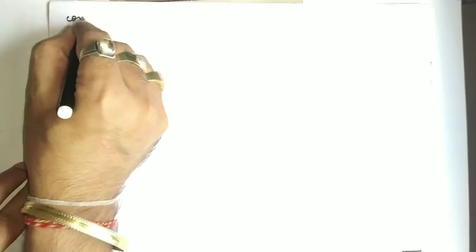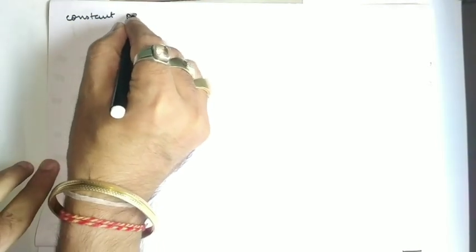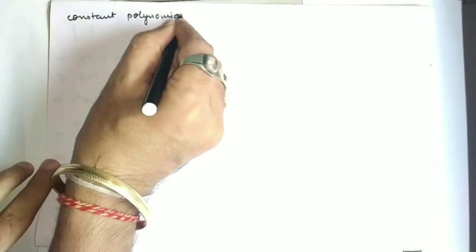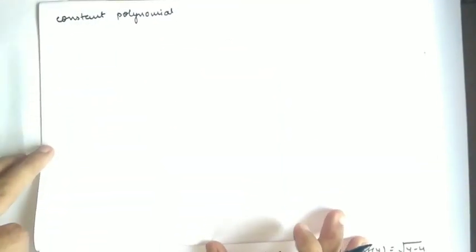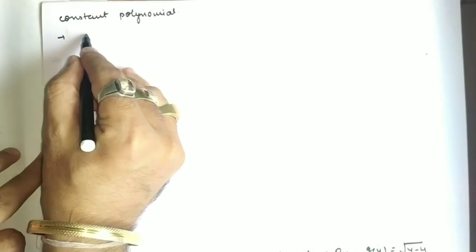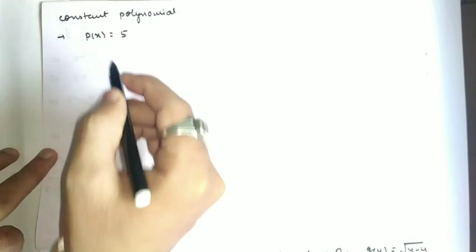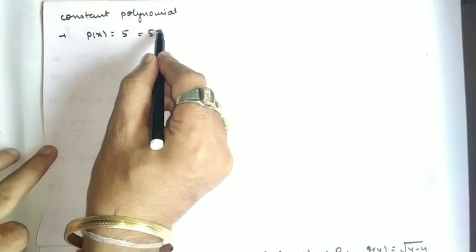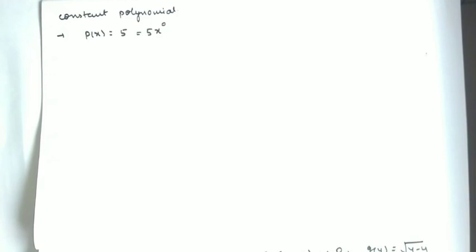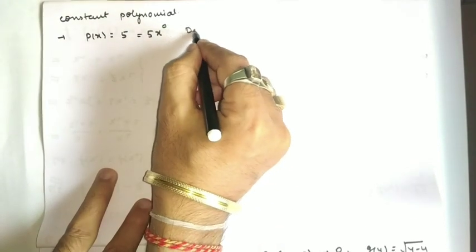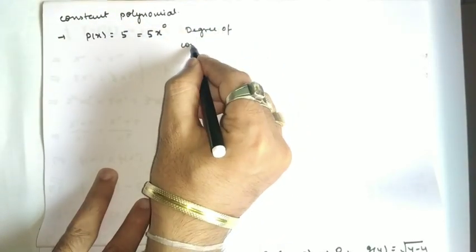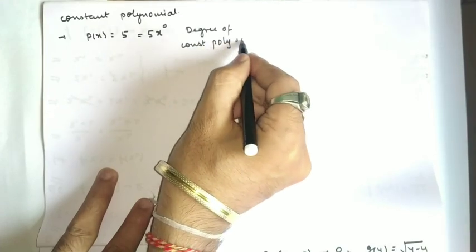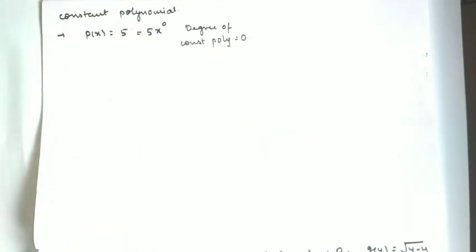Let's say I have a constant polynomial. Now suppose the polynomial is something like this, p of x equals to 5. Now if it is 5, I can write this as 5 into x raised to 0. I told you in the previous class also that if it is a constant polynomial, we can write 5 into x raised to 0. And the degree of a constant polynomial is 0. Correct? That's what we have already understood.